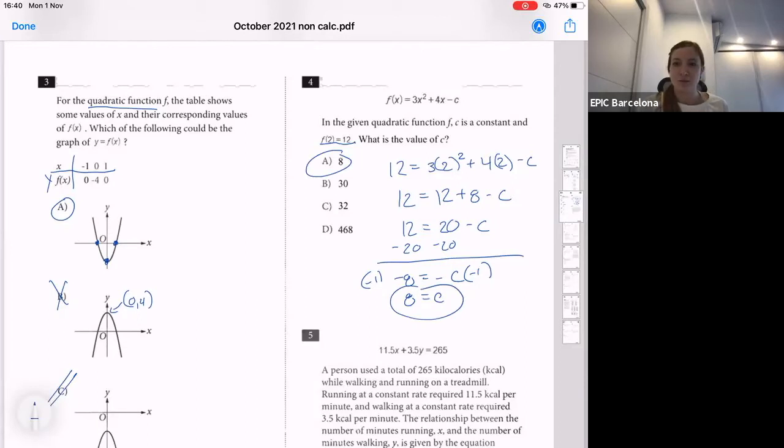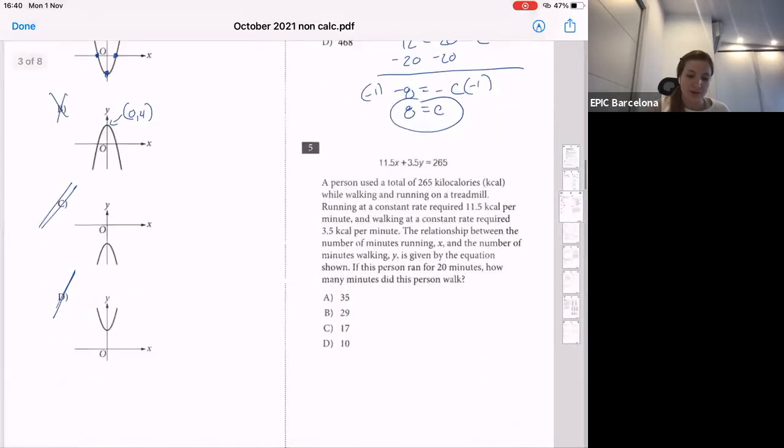Okay, moving forward. Okay, so now going to question 5. I mean, this is a long question, but that's okay. A person burns a total of 265 kilocalories while walking and running on a treadmill. Running at a constant rate required 11.5 calories per minute.